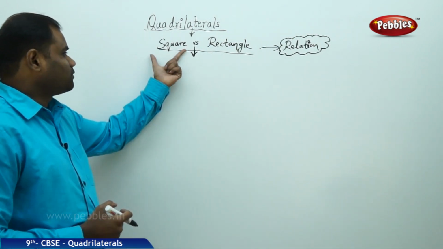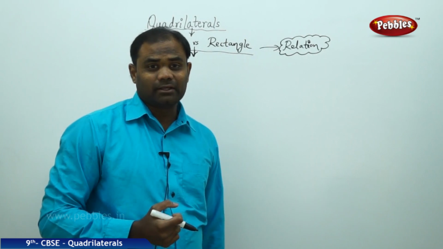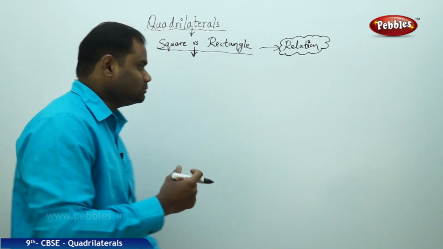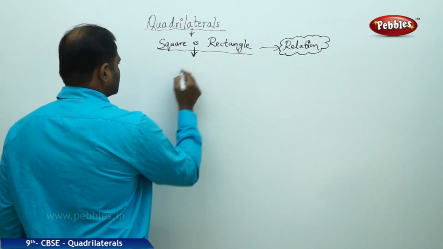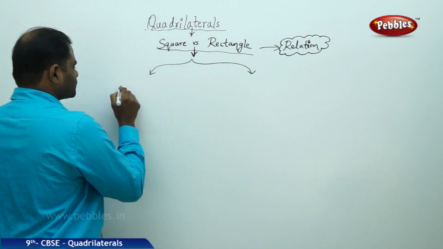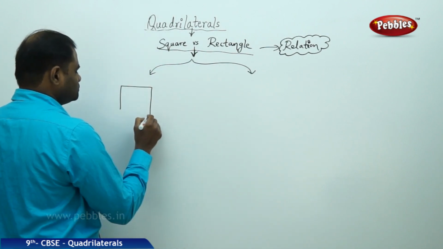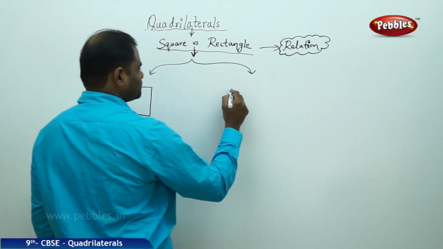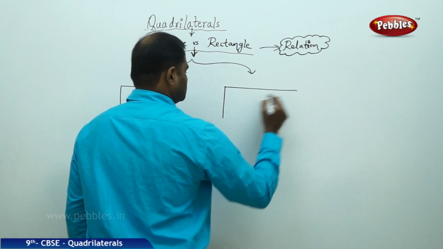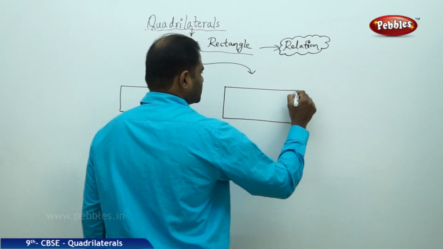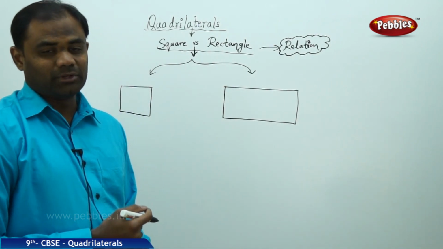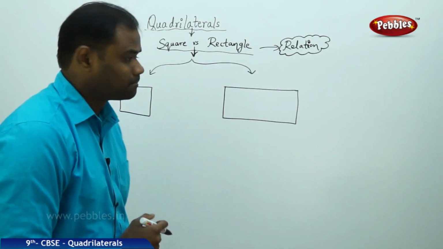In order to find the relation between a square and a rectangle, let me take a rectangle and a square separately. Imagine I take a square and I take a rectangle. Let's see the common properties identified between a rectangle and a square.